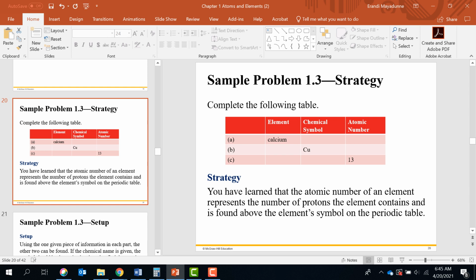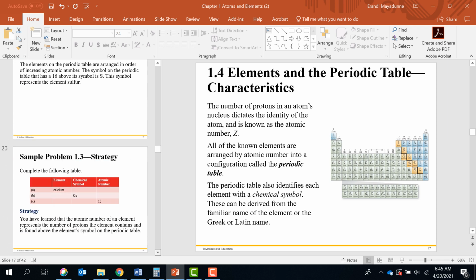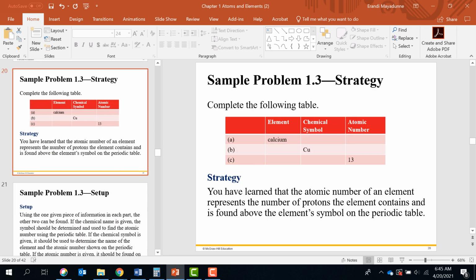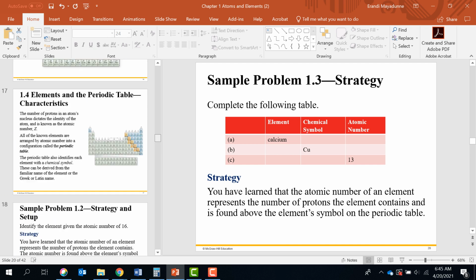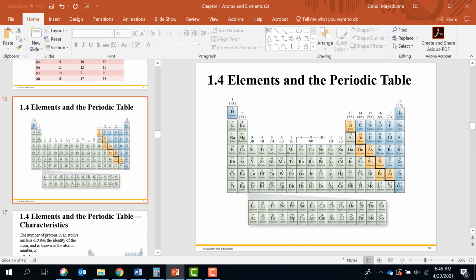And the atomic number is 20, I think, yes, calcium. So you go here, atomic number is 20. You can have the periodic table in the exam, any type. Then this is copper, and then atomic number 13. What is the element with atomic number 13? You go there, aluminum, Al, aluminum.